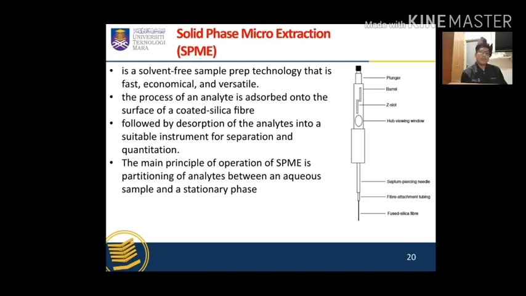So you can see the schematic diagram of the SPME device. The SPME device consists of a fused silica fiber connected to a stainless steel tube for mechanical strength, and this assembly is mounted within the barrel.